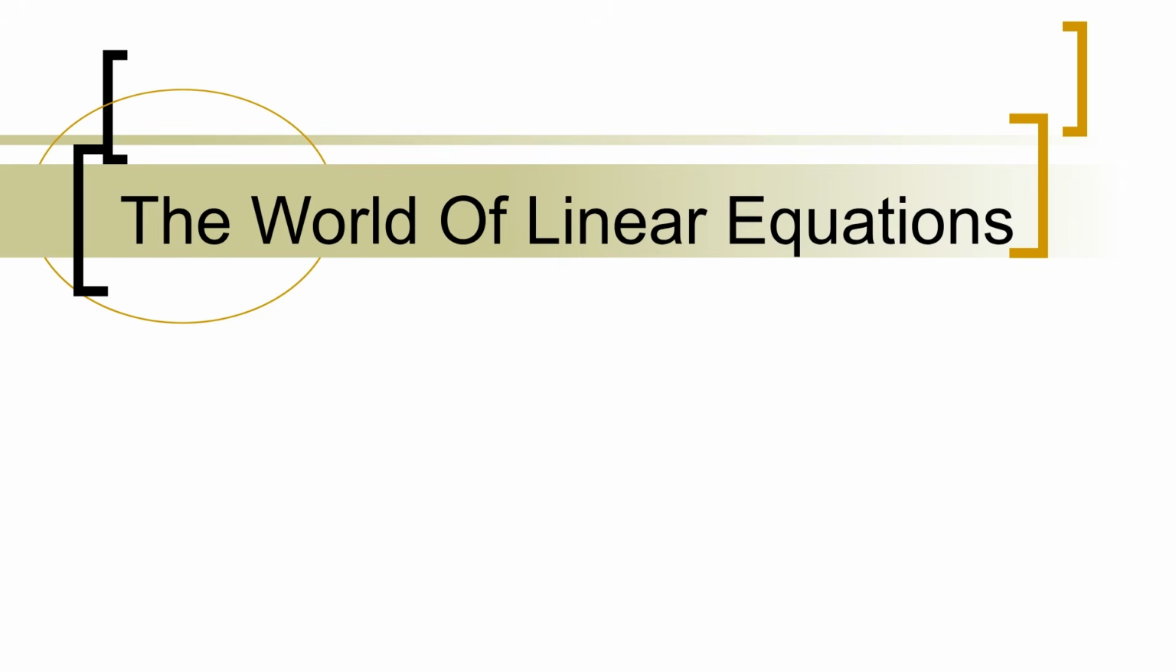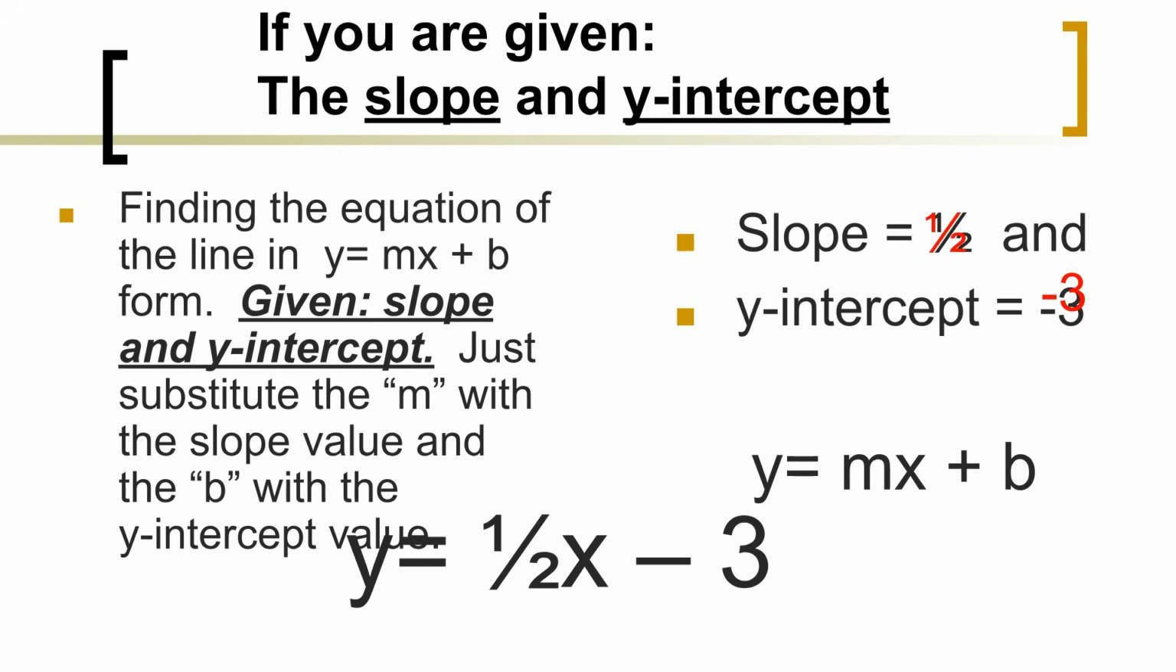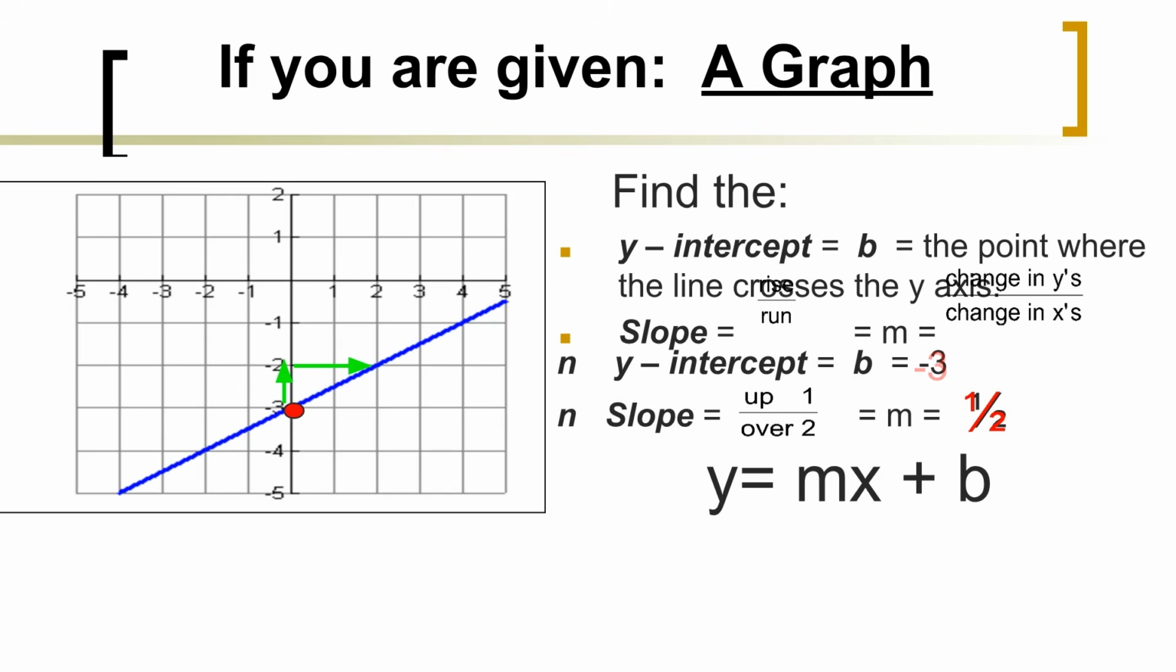Now we begin a new section on linear equations, specifically focusing on the world of linear equations. We are looking at writing linear equations in the slope-intercept form, y equals mx plus b. This is crucial for understanding linear relationships. If you are given the slope and the y-intercept, you can easily substitute these values into the y equals mx plus b equation.